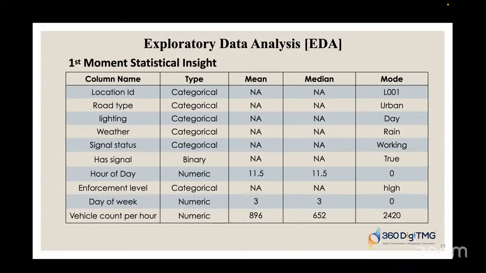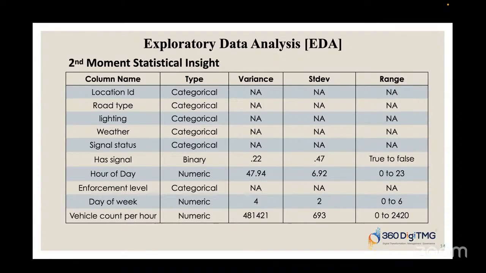In the first moment, we took out the mean, median, and mode of the columns. In categorical data, we mostly find the mode, and in numerical data, we find the mean and median. Hour of day is numeric data, and its mean and median are equal, so you can say this column's data is normal. Day of week is also the same, and vehicles count per minute is also almost the same. So there is nothing to worry about from the first moment decision.